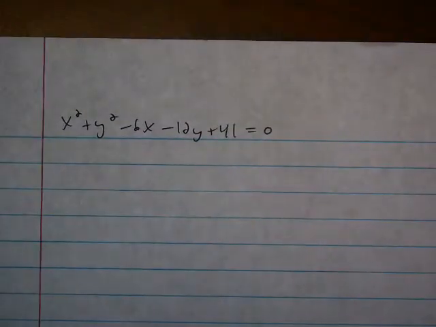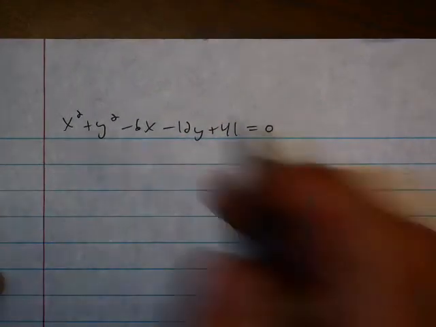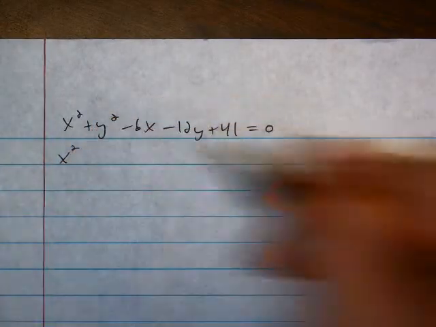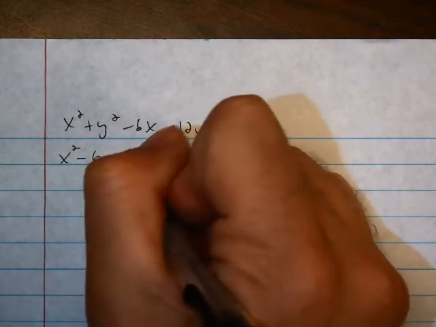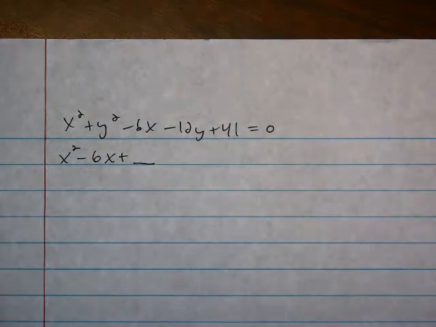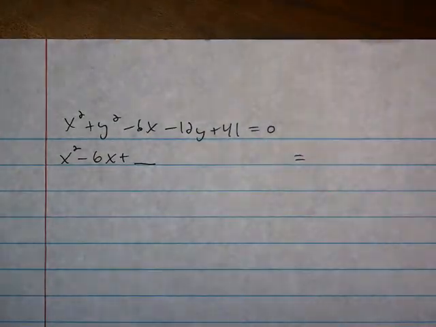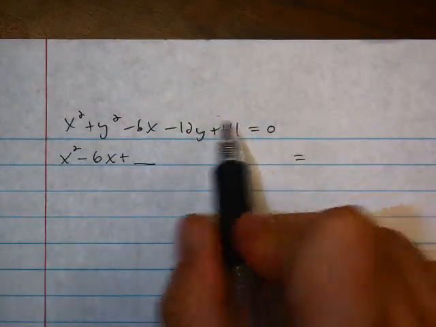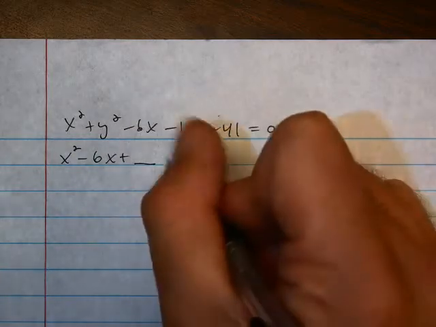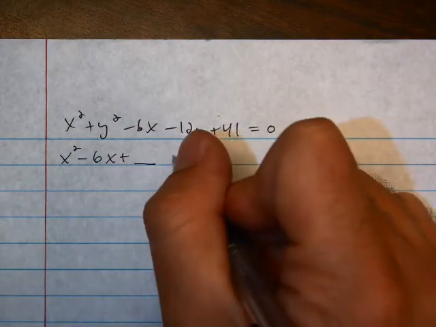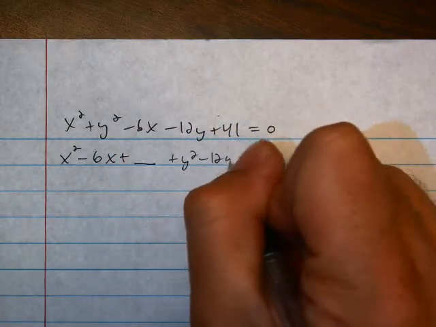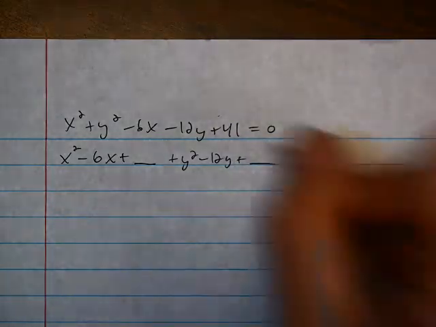This process, remember, is called completing the square, where we have to keep the x's together: x squared minus 6x plus blank. And then we have to move everything else over. We're going to keep the y's together also, so we're going to group the y's together: plus y squared minus 12y plus blank equals.